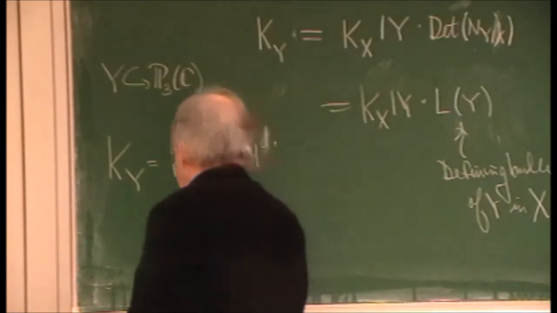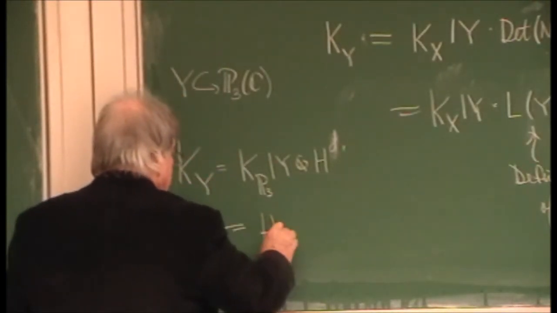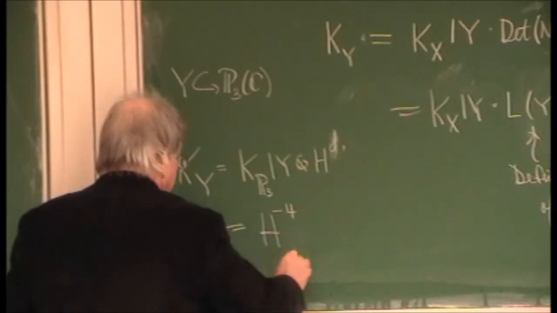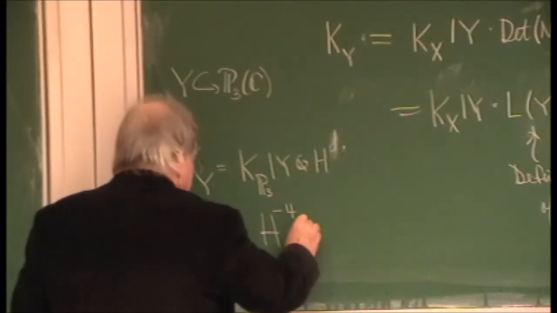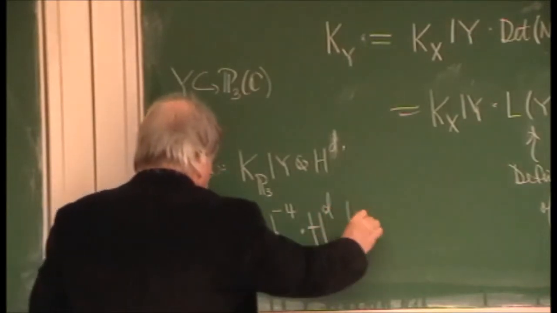So in this case, I need to compute that, and the calculation is easy. It's h to the minus 4. So what we have here is h to the minus 4 times h to the d restricted to y.